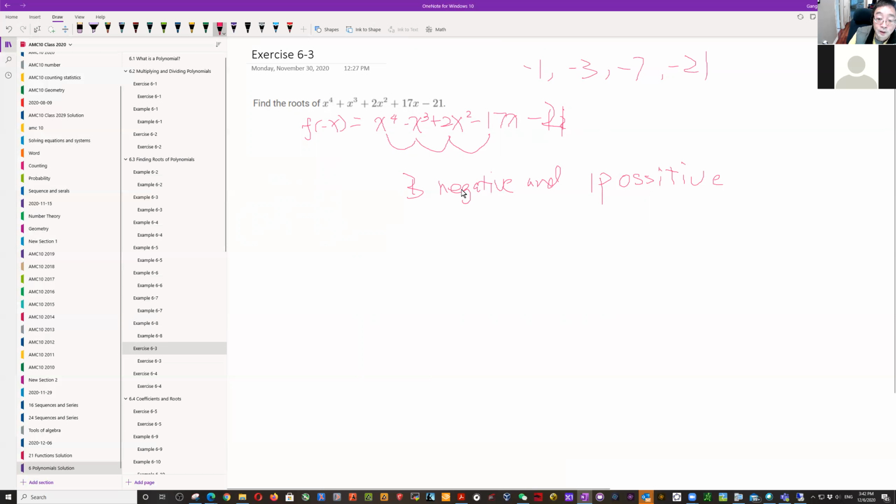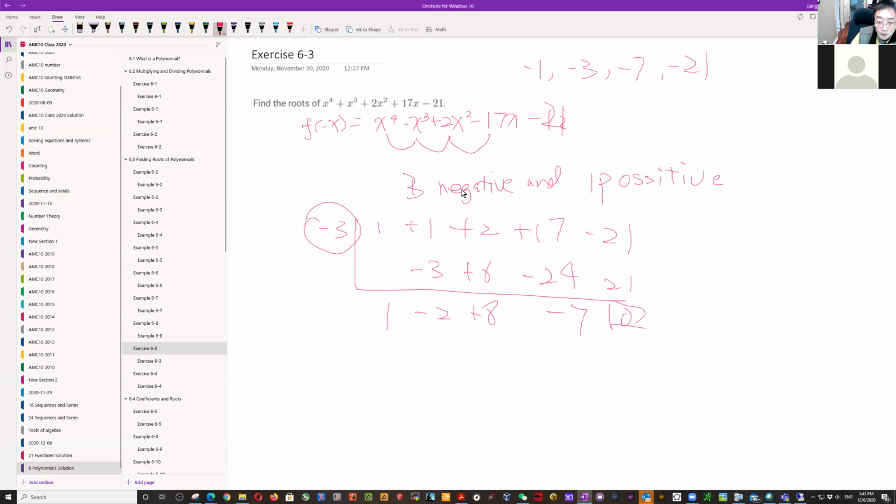Let's just try negative 3. So for example, just take this number randomly, and 1 plus 1 plus 2 plus 17 minus 21. This is negative 3, and 1 multiplied by negative 3 equals negative 3. This is negative 2. This is plus 6 plus 8, and 24. That's going to be 7. Negative 7. Negative 7 is going to cancel 21. So that's 0.